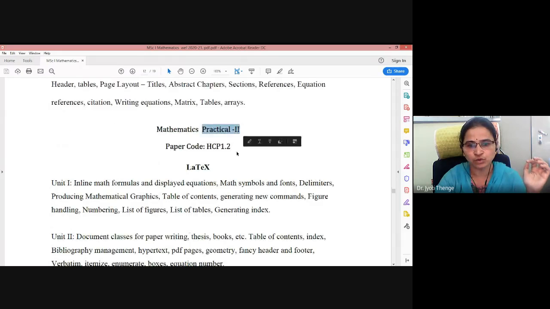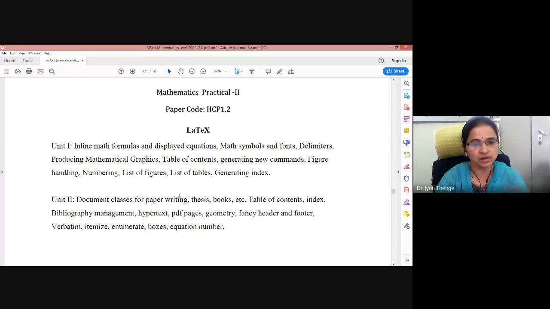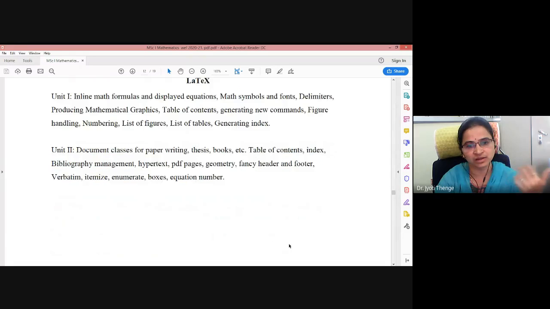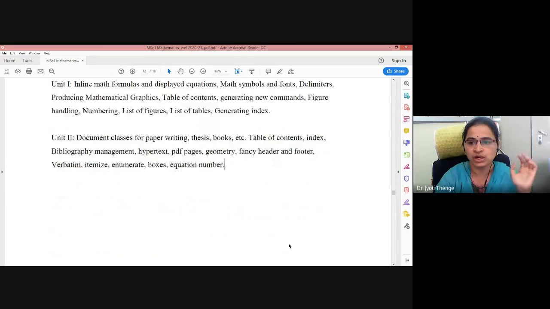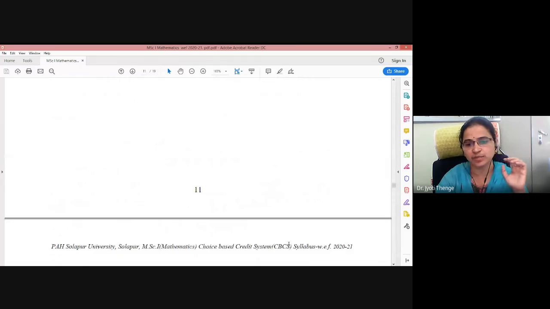In practical 2, the paper code is HCP 1.2. This is the second part of LaTeX. Once we start the practicals, we will get through it. This is what the syllabus is about.